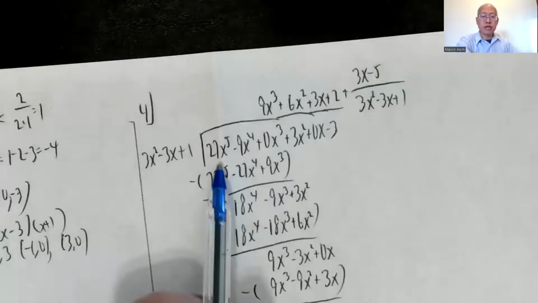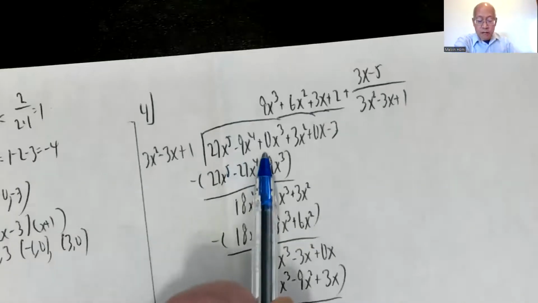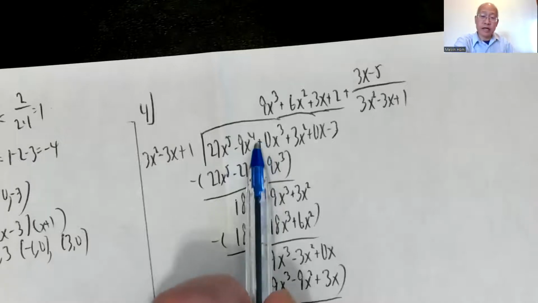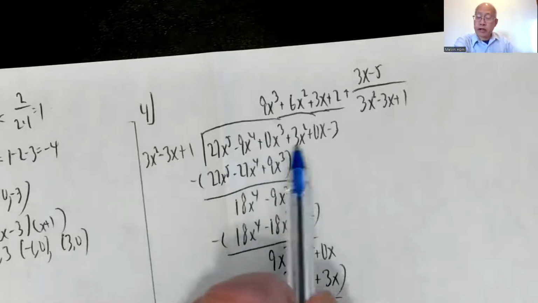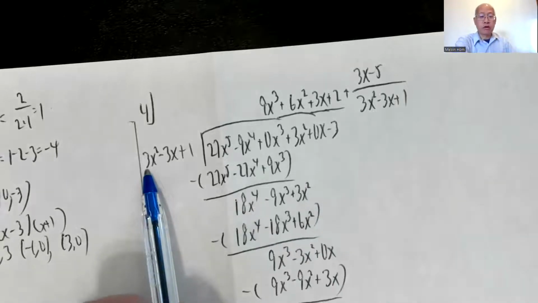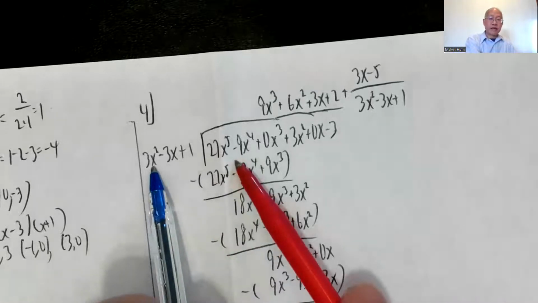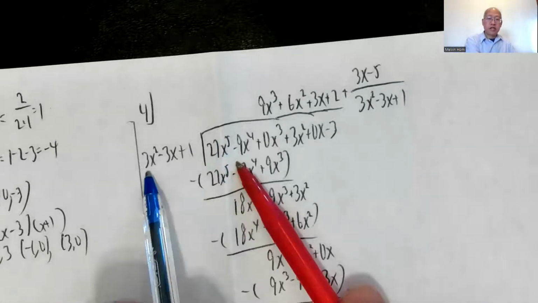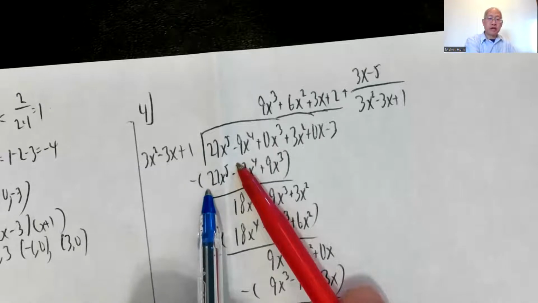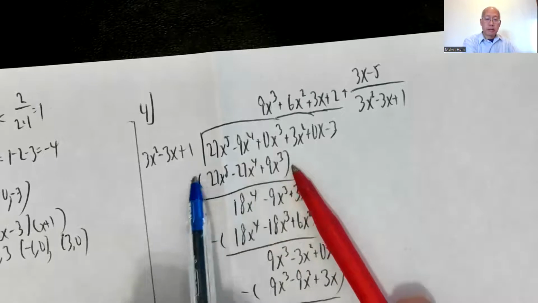Number 4, long division. So 27x to the 5th minus 9x to the 4th. Notice in the original problem, there was no x cubed. You have to put it as a 0x cubed, 3x squared. Likewise, you need a 0x minus 3. And it's divided by 3x squared minus 3x plus 1. Okay, so what do I multiply this by to get this? 9x cubed. Now, 9x cubed times this whole thing is 27x to the 5th minus 27x to the 4th plus 9x cubed. Subtract the whole thing.